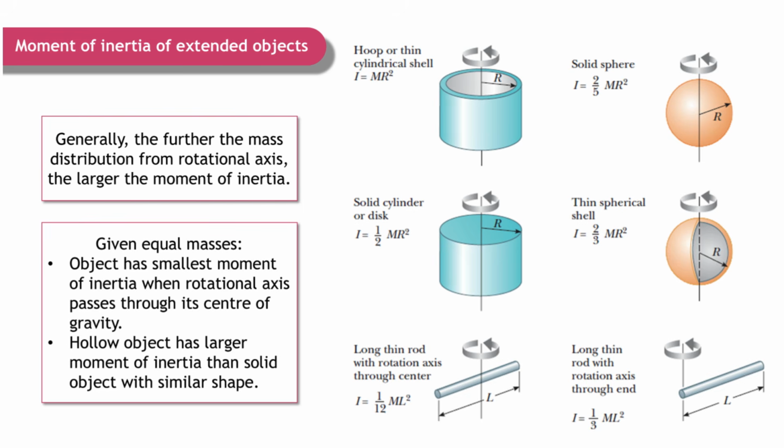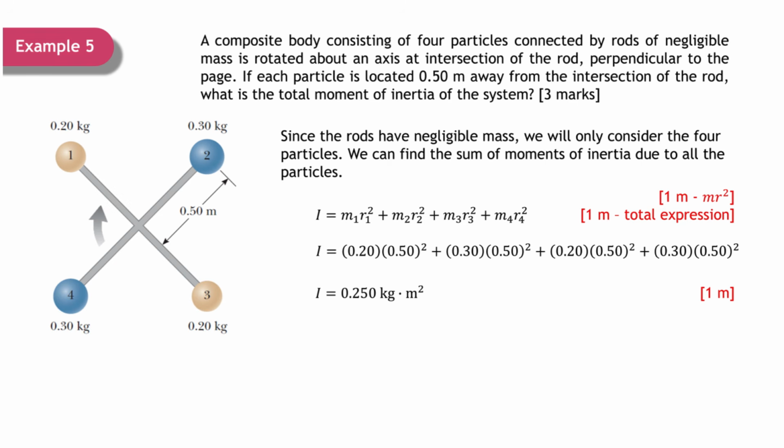Likewise, hollow objects usually have a larger moment of inertia than solid objects of similar shape and size because more of their mass is located farther from the rotational axis. In this example, the rods have negligible mass, so we only consider the four particles. Since each particle is the same distance from the rotational axis, calculate the moment of inertia of each particle and then add them together. The total moment of inertia of the system is 0.250 kg·m².